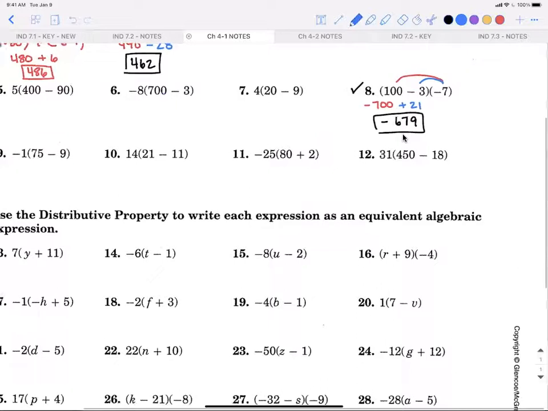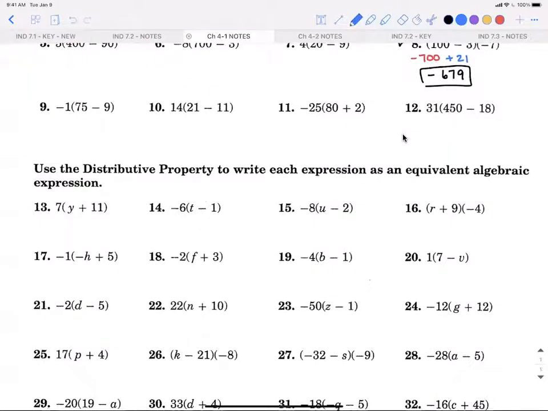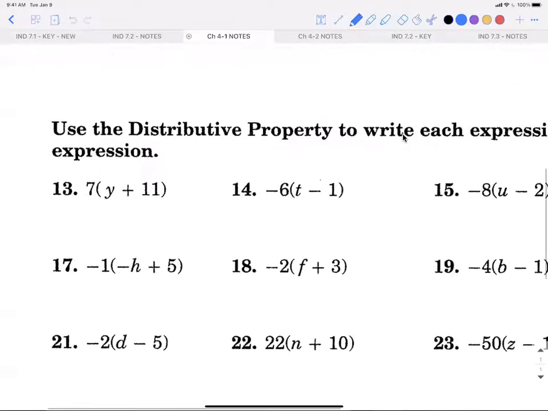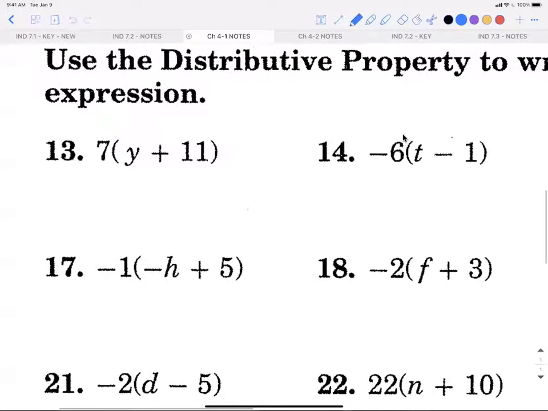All right. I actually think this next part is easier because I'll show you in a second why: you don't have to end up adding at the end. So I'll show you what I mean. Let's look at number 13 here. I'll give you a second to get it written down in your notes. So we do it the same way. We take 7 times y, which is simply 7y. And then we take 7 times 11, it's positive and positive, so it's going to give you a positive 77.